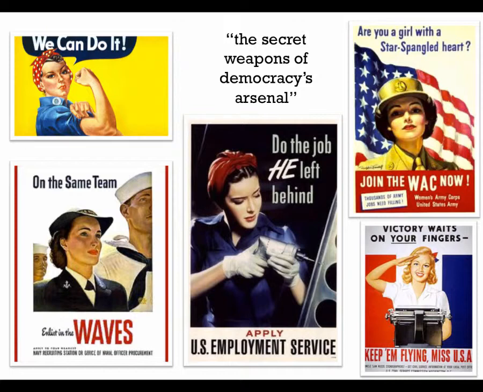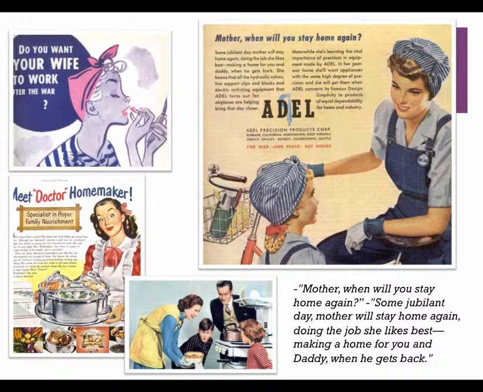Afterwards, when their work was no longer considered necessary, there unfortunately was a change in the propaganda. Now there's another 180. Instead of encouraging women to work, the idea was to go back to the home, right? And give back the jobs to the men returning from war. And this is where you get this idea of the perfect 1950s housewife.